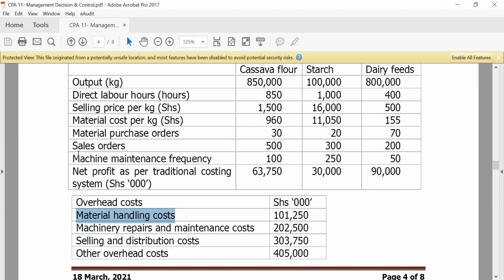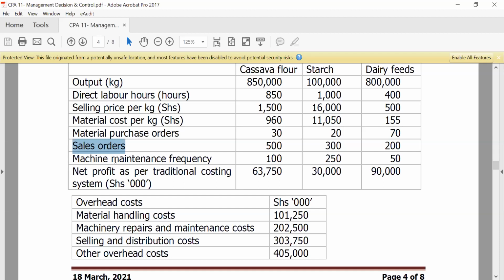The same thing when it comes to sales orders. When you see sales orders and then you see selling and distribution costs, then in your judgment, the selling and distribution costs should be looked at from the perspective of sales orders, because the more sales orders that you have, the more the selling and distribution costs. And this again will not be so much different from the machinery repairs and maintenance.